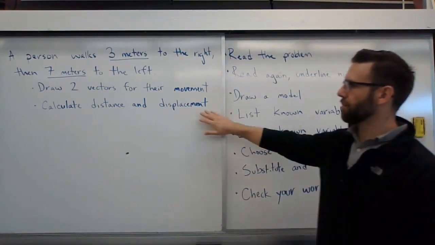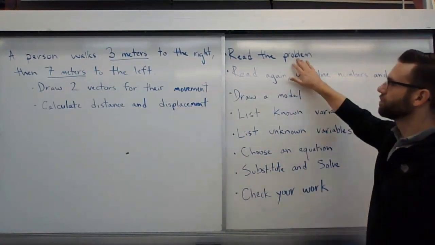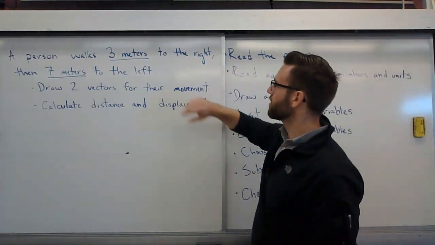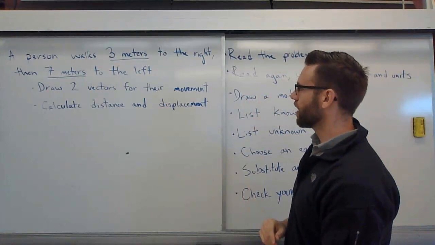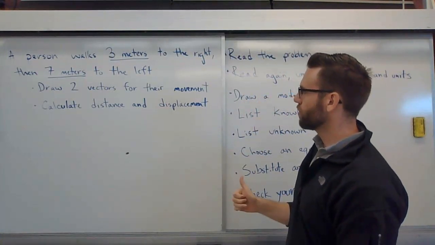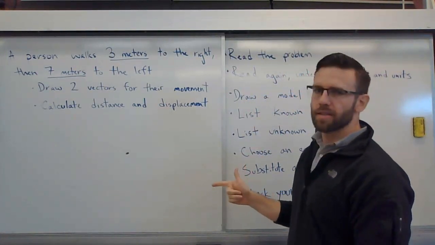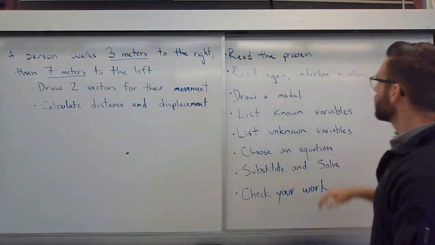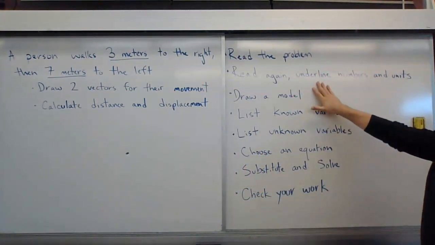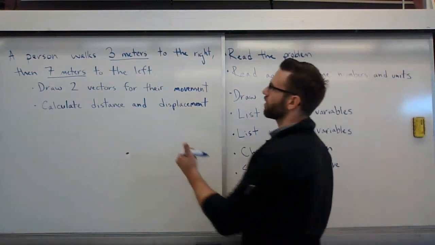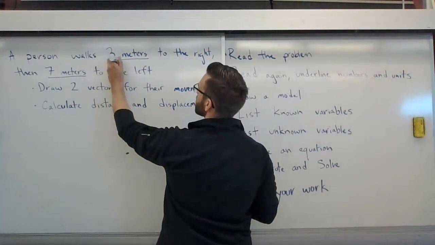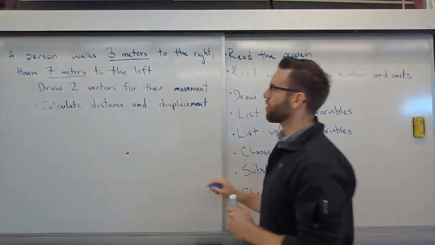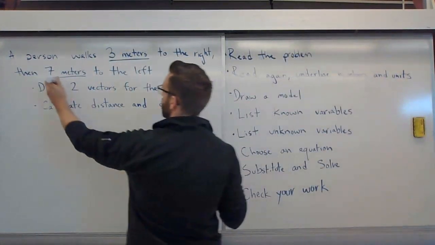All right, let's start with this problem here. So let's read the problem. A person walks 3 meters to the right, then 7 meters to the left. Draw two vectors for their movement, calculate distance and displacement. All right, so let's read it again, and let's make sure that we've underlined numbers and units. So I've already underlined right here, we have 3 meters. All right, that's a number and a unit. And then we also have 7 meters.